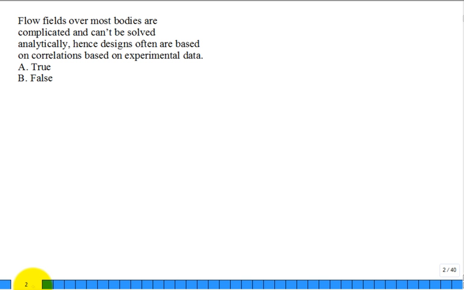Flow fields over most bodies are complicated and cannot be solved analytically. Hence, often the solutions are based on correlations, based on experimental data. Do you agree, true, or disagree, false? I know it's a long statement, but it really is true. In fluid mechanics, we just have a few gems of solutions to a limited handful of flow fields and conditions. And for some of them, they're pretty complex mathematically, even the analytic solution.